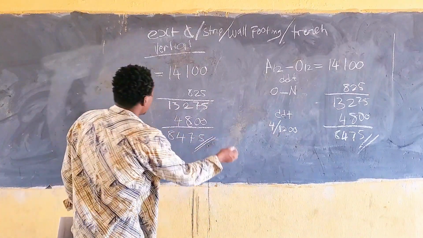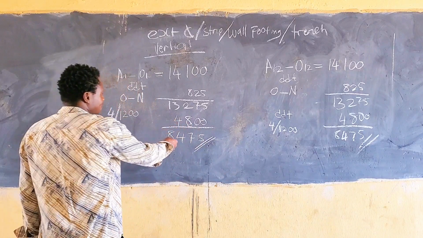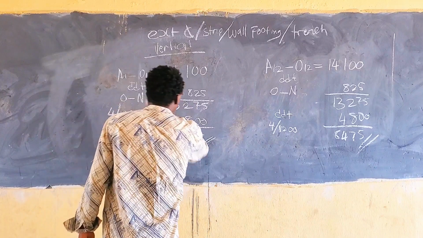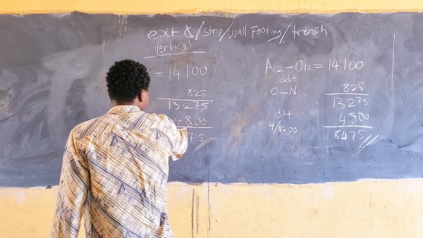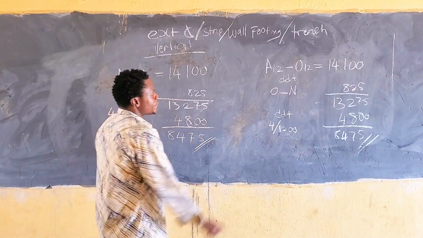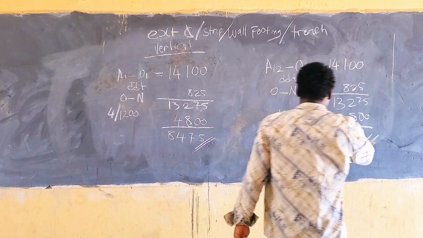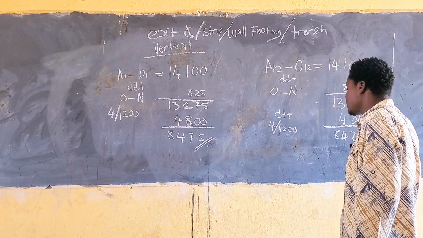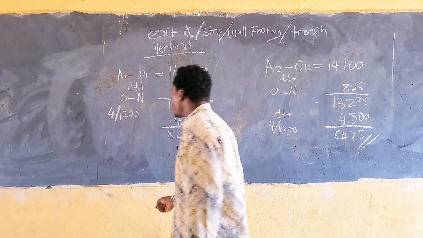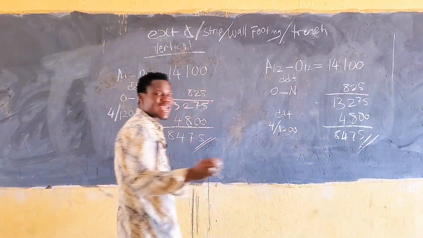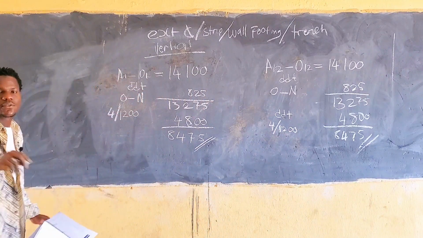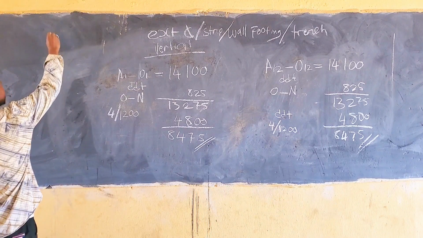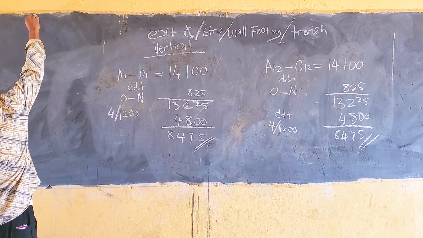So, for the vertical side, from A1 to O1, the dimension is 8,475. From A12 to O12, the dimension is 8,475. So we will now add these two up to get our total vertical strip.